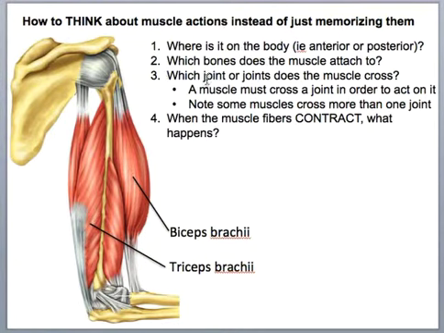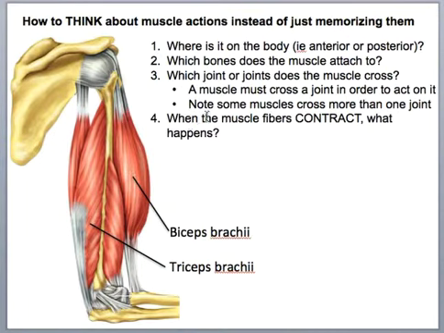Ask yourself another question: which joint or joints does the muscle cross? In order to move a joint, a muscle needs to cross that joint. For example, you can see here the biceps brachii crosses the shoulder joint, so it can act on the shoulder joint, and it crosses the elbow joint, so it can act on the elbow joint. This muscle here, which is one of the heads of the triceps, crosses the elbow joint, but it does not cross the shoulder joint. So this head of the triceps is not going to act on the shoulder joint, but it's going to act on the elbow joint. In order to act on a joint, a muscle must cross that joint. And that's all listed here.